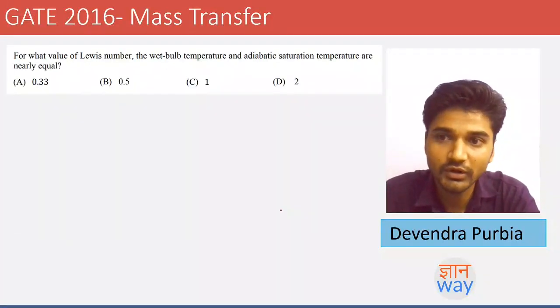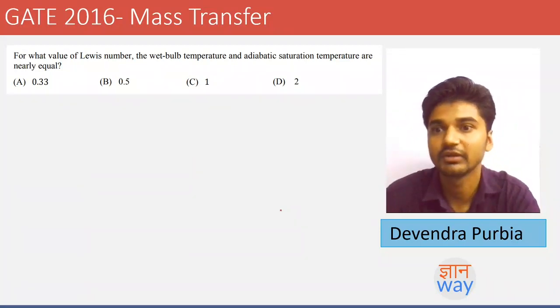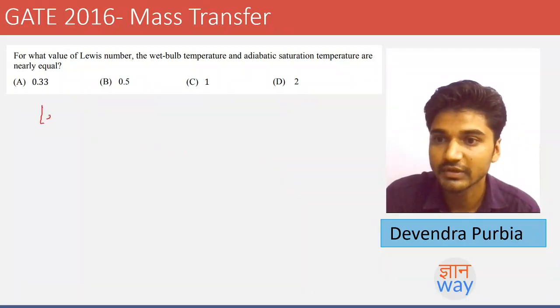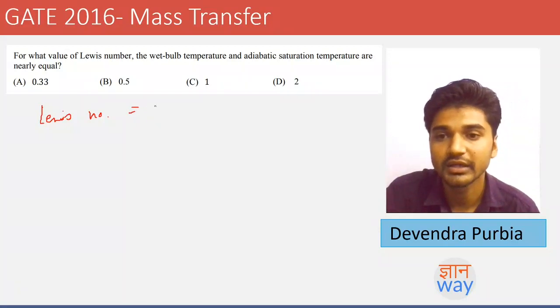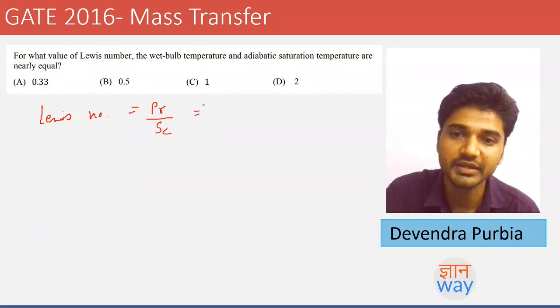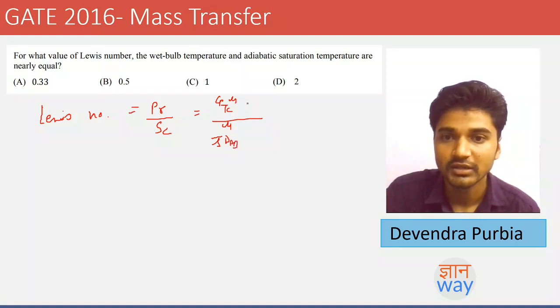Now in the third question: for what value of Lewis number are the wet bulb temperature and the adiabatic saturation temperature nearly equal? Now what is actually the Lewis number? First we will define the Lewis number. In terms of definition, it is the ratio of Prandtl number to Schmidt number, which can further be written as Cp mu by k divided by mu by rho DAB.